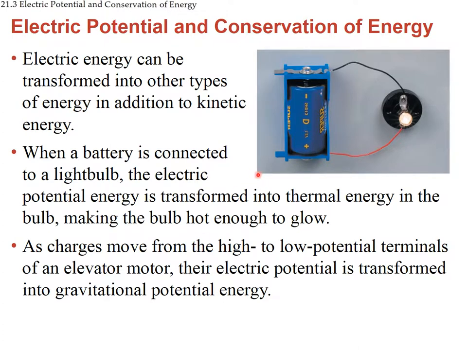Well, let us look at some interesting devices, very common to you. Electric energy can be transformed into other types of energy, like kinetic energy, like heat. Like in this case, we're setting up charges in motion. When they go through the light bulb, they produce heat and light, so that electric energy gets transformed into other types of energy.